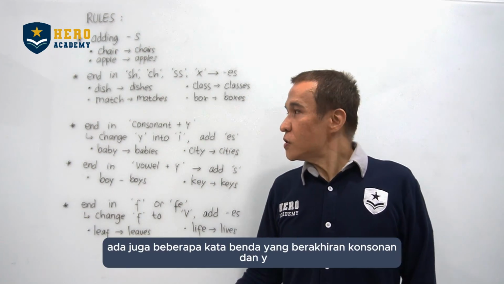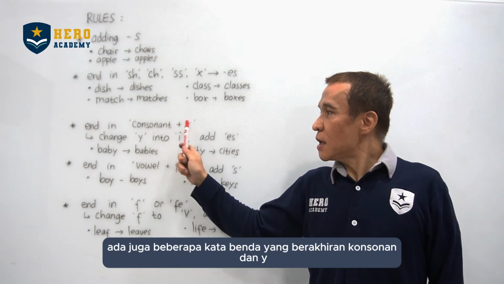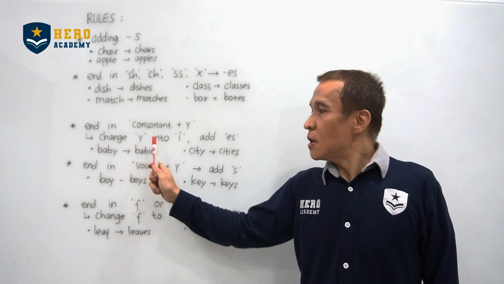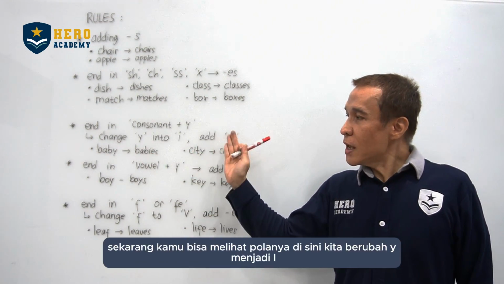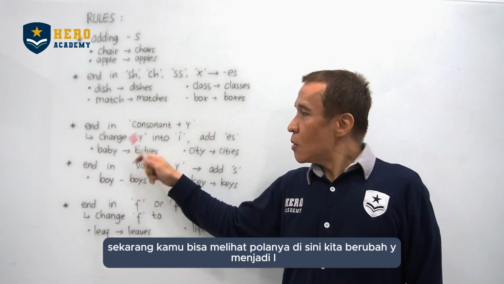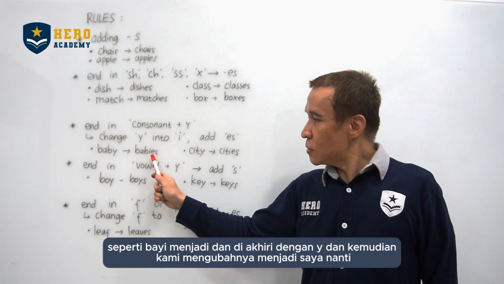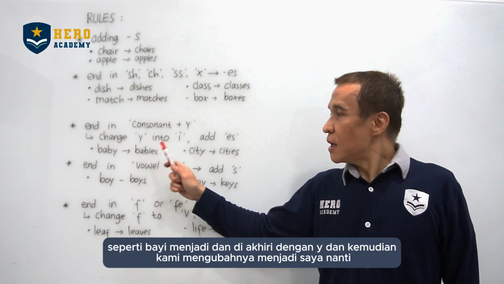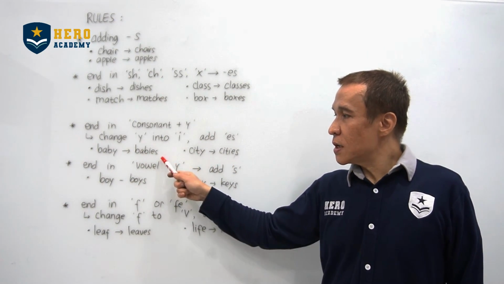There are also some nouns that end in consonant and y. For example, baby, babies, city, cities. Now you can take a look at the pattern here. We change y into i, like baby, ending with y, and then we change it into i. Later on, we add the s at the back of the word.